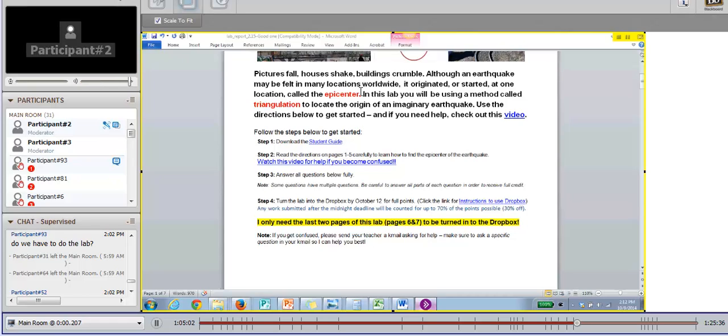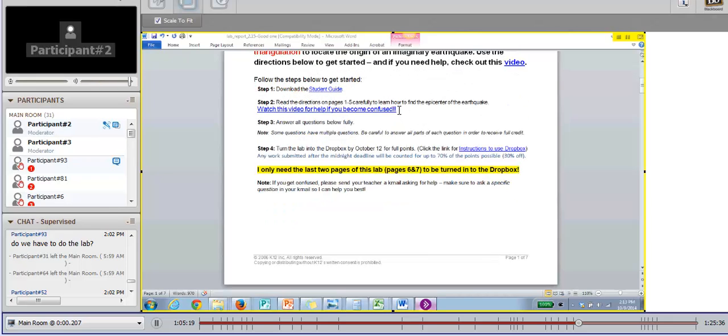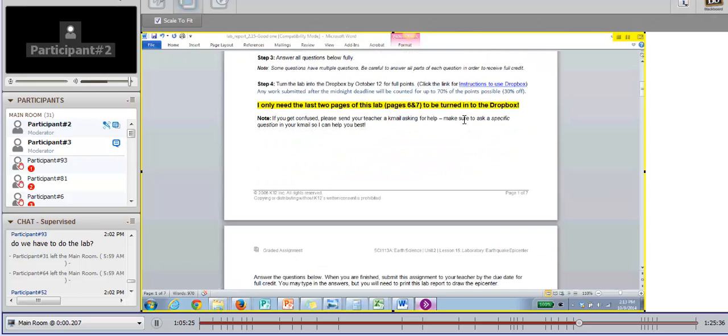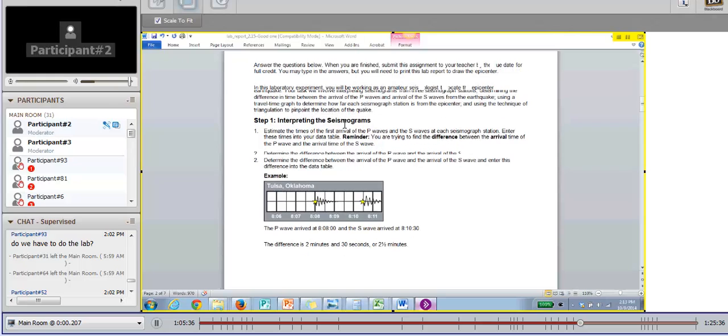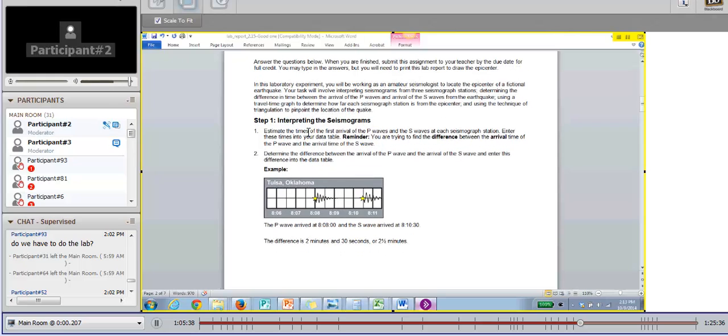Follow the steps to get started. So in this lab, you will be using a method called triangulation. Remember, just 3 points to locate the origin of an imaginary earthquake. Use the directions below to get started. And if you need help, you have this nice little video. Watch this video for help if you become confused. Answer all questions thoroughly. Turn it into Dropbox by midnight on Sunday. Highlighted in yellow, I only need the last 2 pages of this lab. If you think you get confused, let Ms. Moore know. We can help you. So answer the questions below. Interpreting a seismograph. It goes through what this picture means.